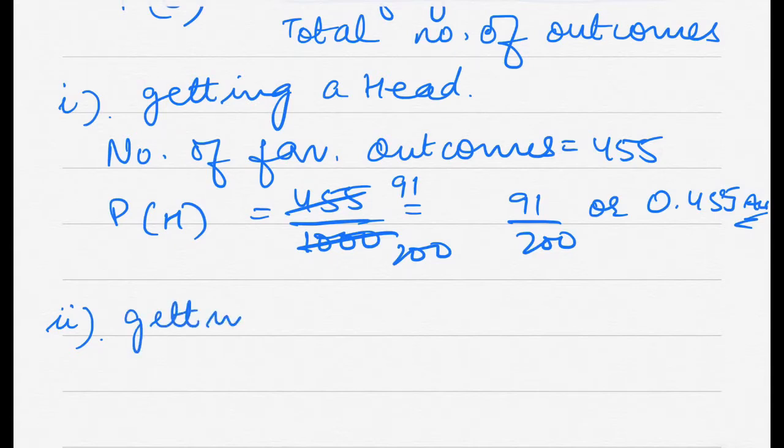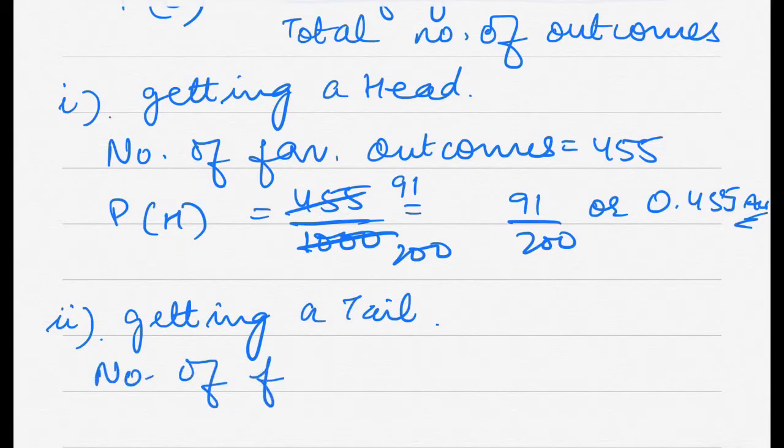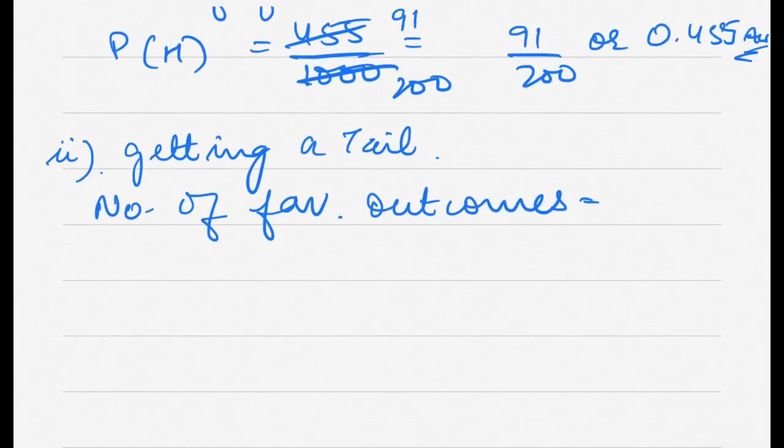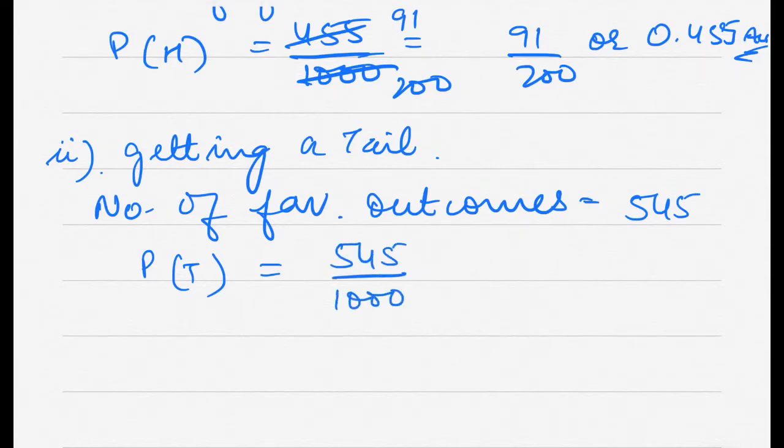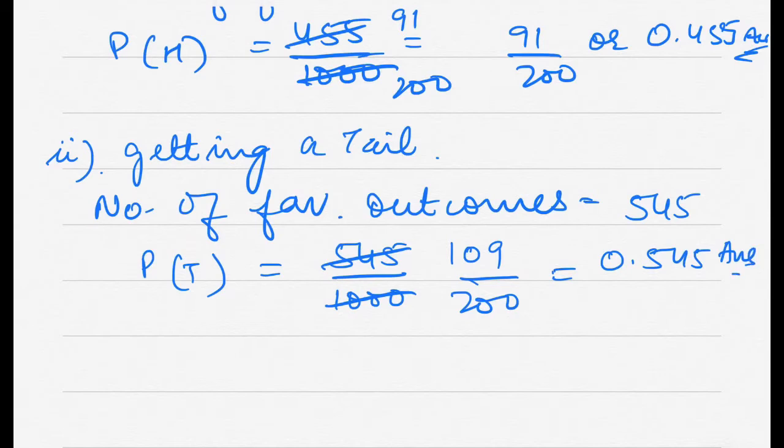Now the second part, for getting a tail. The number of favorable outcomes is 545. So my probability of getting a tail will be equal to 545 by 1000. Again the same way, that is 109 by 200, or I could just write 0.545. Both are right, nothing is wrong.